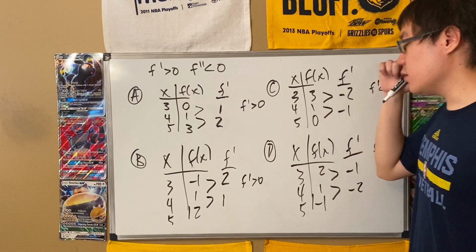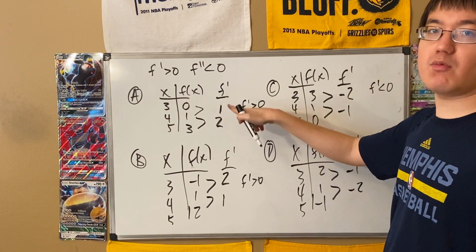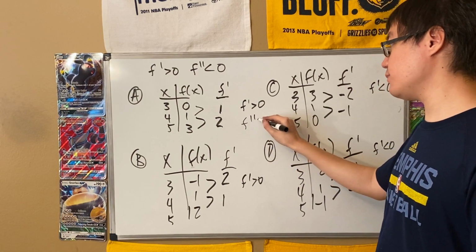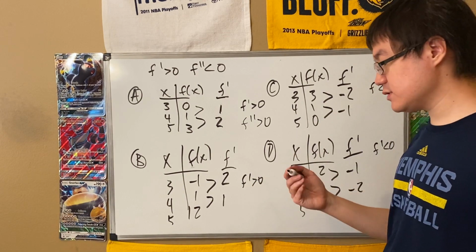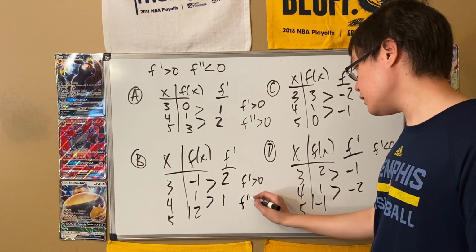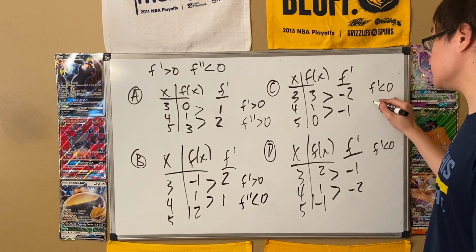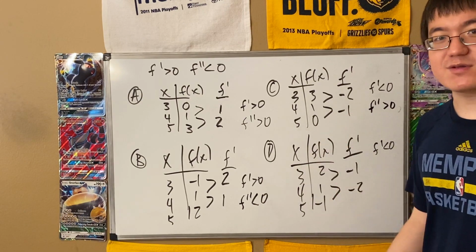So in this case, we are going to do f double prime is negative. So let's see here. Well, 1 to 2, that's increasing. F prime is increasing. That means f double prime is positive. Here we have 2 to 1, that's decreasing. F prime is decreasing. That means that f double prime is negative. Here we have negative 2 to negative 1. That means f double prime is positive because f prime is increasing.